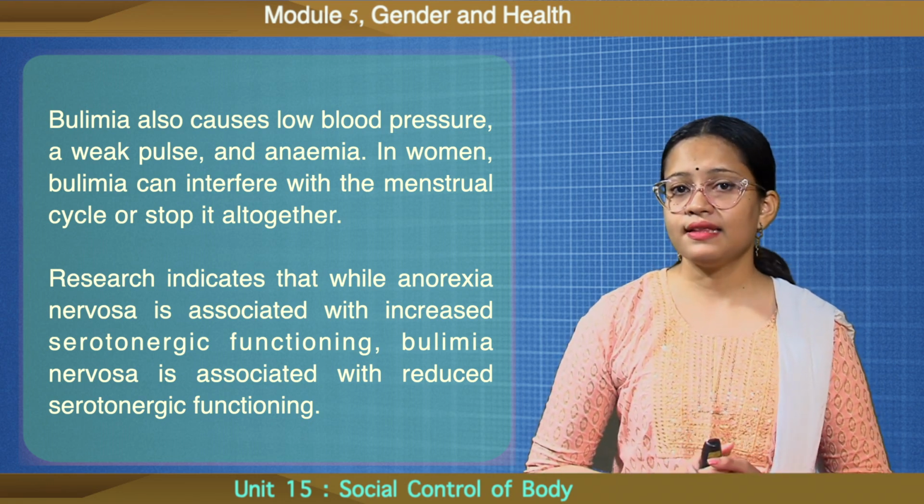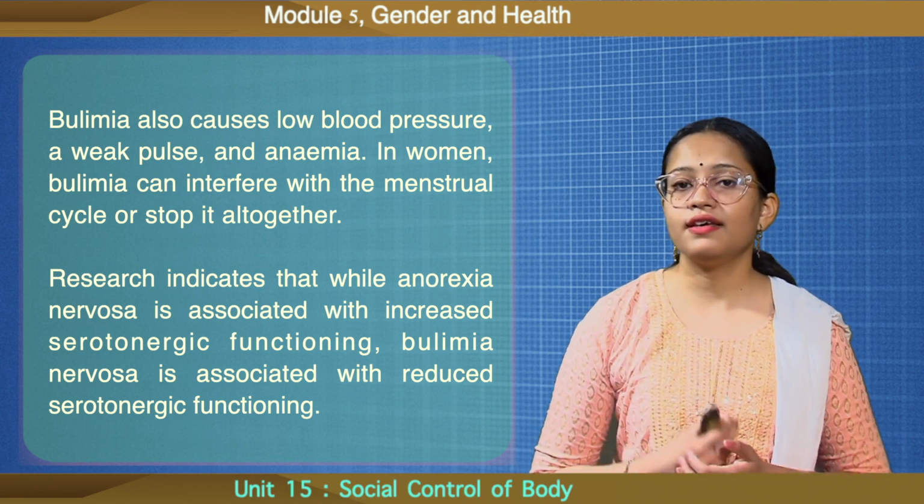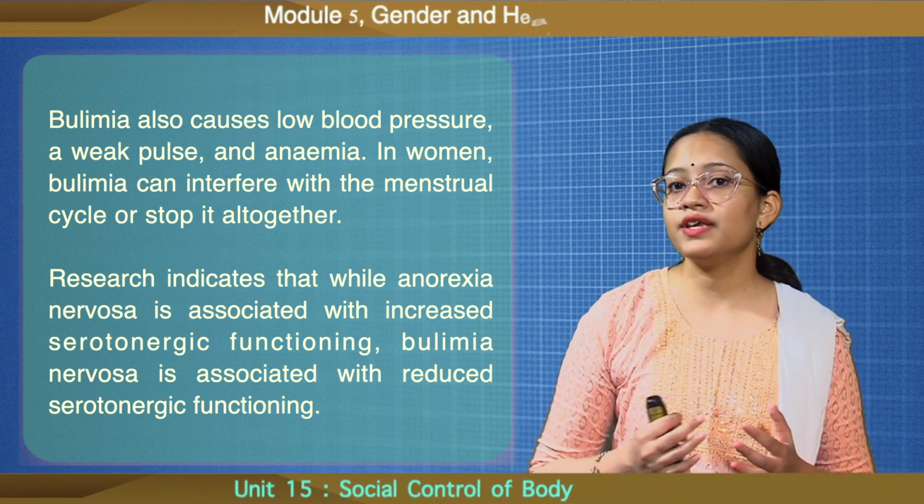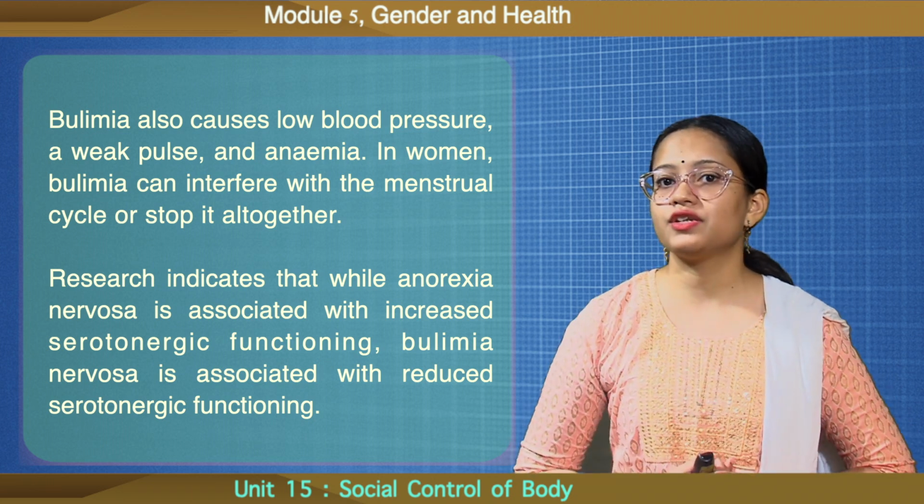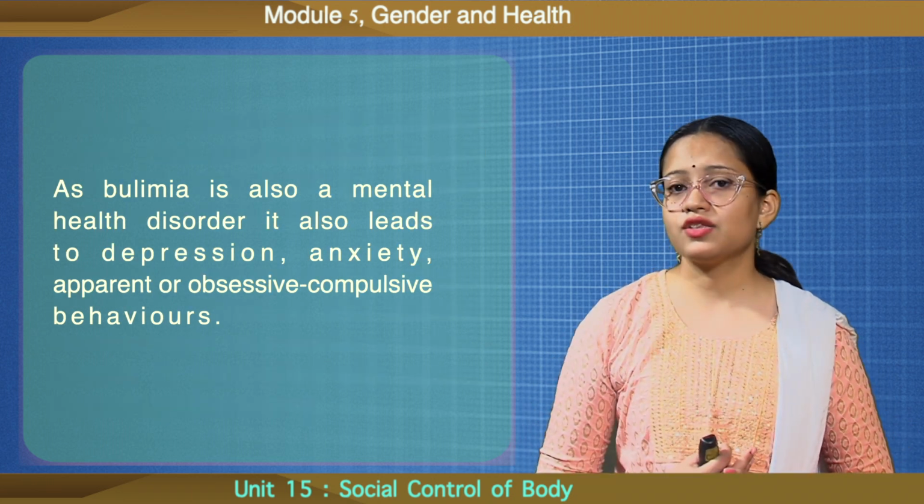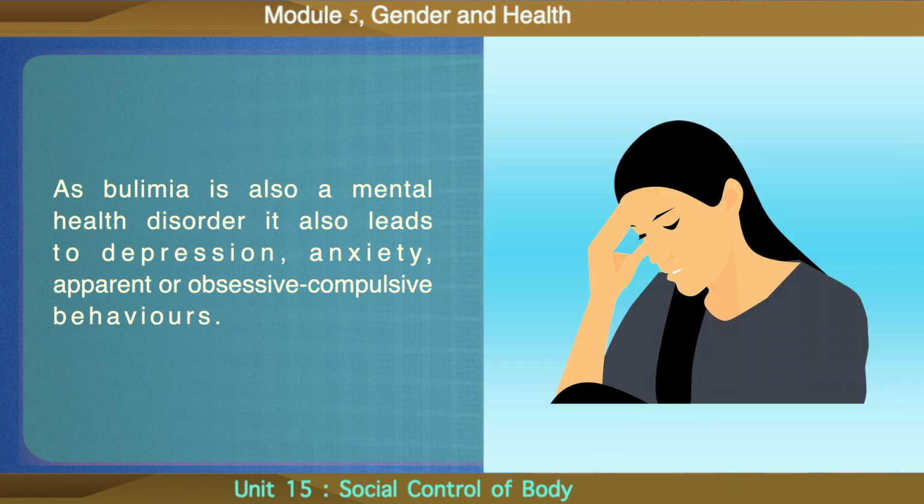Researchers indicate that while anorexia is associated with increased levels of serotonin, bulimia is completely the opposite. As bulimia is also a mental health disorder, it also leads to depression, anxiety, and obsessive compulsive behavior.